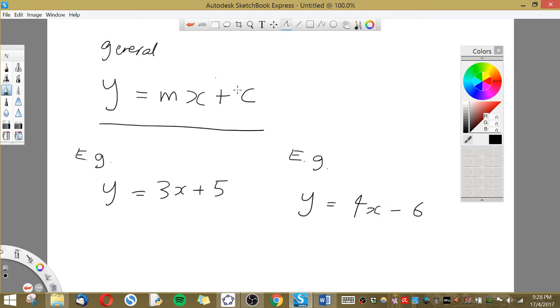When we look back to our general equation, this m has to be a number when we are talking about something more specific. This m means the gradient, and this c means the y-intercept. Some of you may ask, wait, this is new to me, I don't understand. The equation of a line is y equals the gradient times x plus the y-intercept. Maybe you can look at it this way.